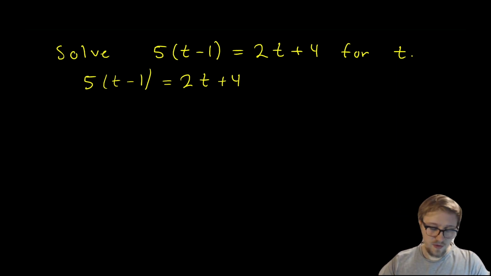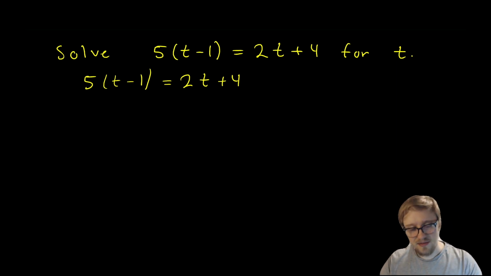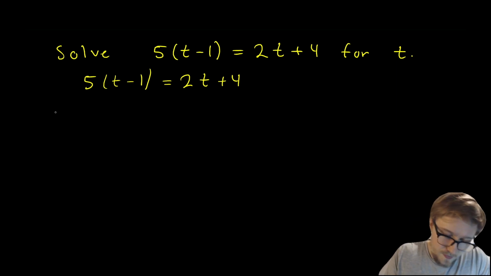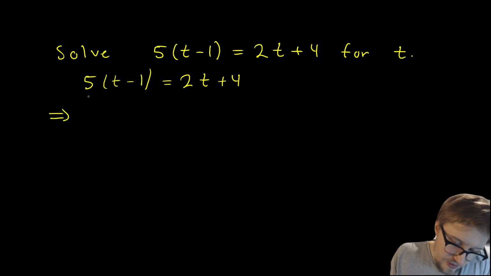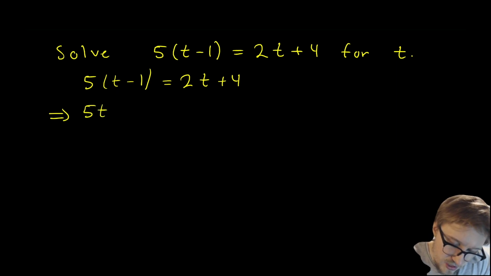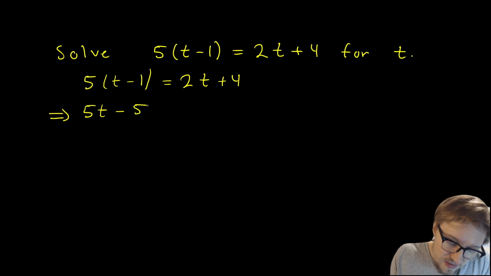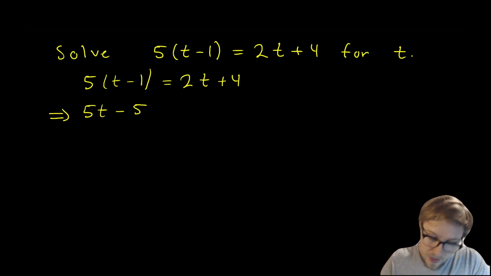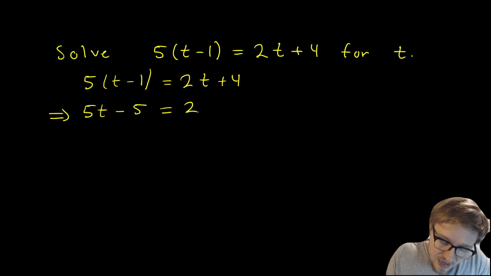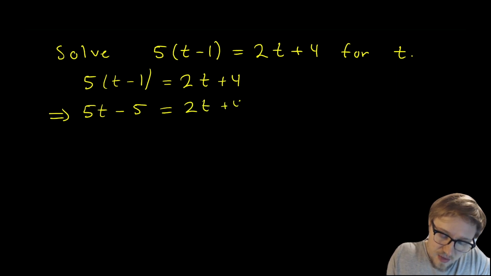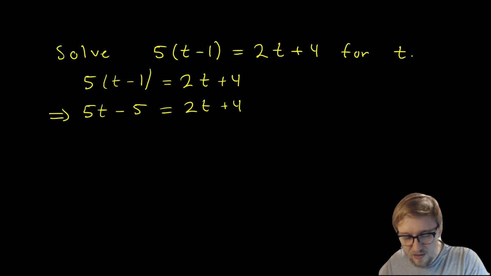So multiply the 5 into the parenthesis. So the way we do this is we multiply, in this case, the 5 with each term in the parenthesis. So the way this works is we're going to get 5 multiplied by t, which is going to give us 5t. And then we're going to have 5 multiplied by minus 1, which is going to give us minus 5. Okay? And the right-hand side is the same as above. We are not doing anything with that right now.